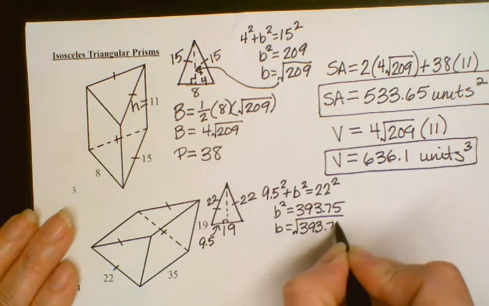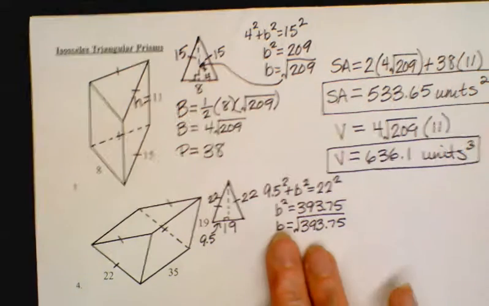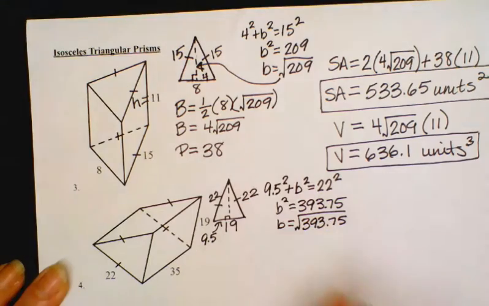Now, if this has a nice decimal version, when I take the square root of it, then I can simplify that to an actual simplified value. In this case, it doesn't have. It's one that would have to be rounded. So leave it in that form, just like we did the square root of 209 in the example above.